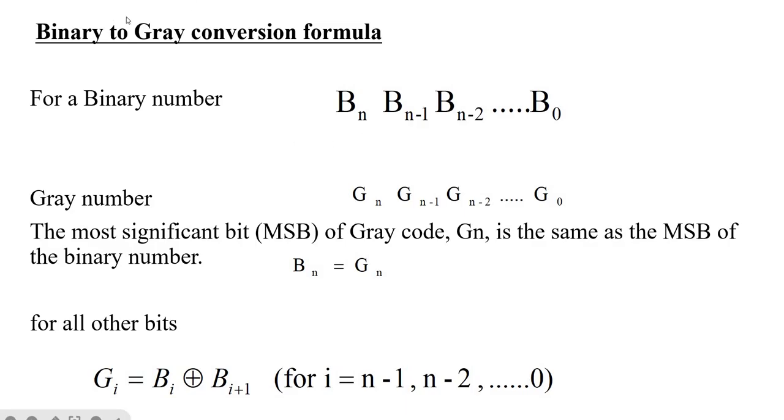So whenever we are converting any binary number to a gray number, the first bit, that is the MSB of the gray number, will be the same as the MSB of the binary number. And for all other remaining bits, this will be the formula which we'll be using. That is, gi is equal to bi XOR bi plus 1 for all i equal to n minus 1, n minus 2 up to 0.